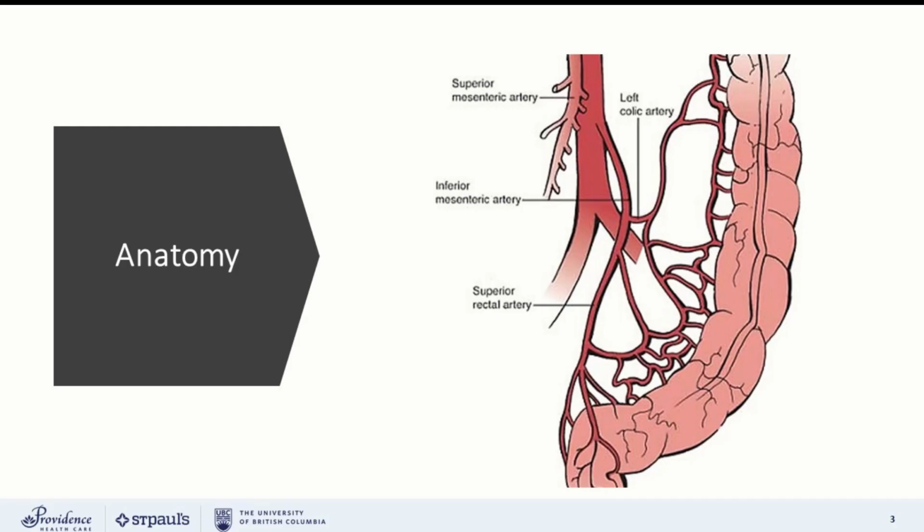The first is to just go over the anatomy. The idea here, shown in this picture, is that this is the inferior mesenteric artery coming off of the aorta, and the idea is to get underneath this vessel and sweep the retroperitoneum away from the vessel. I'll just point out that the left colic artery branches off of the inferior mesenteric artery, and the superior rectal artery goes down and supplies the rectum. A high ligation is when you take the vessel just distal to its takeoff from the aorta.